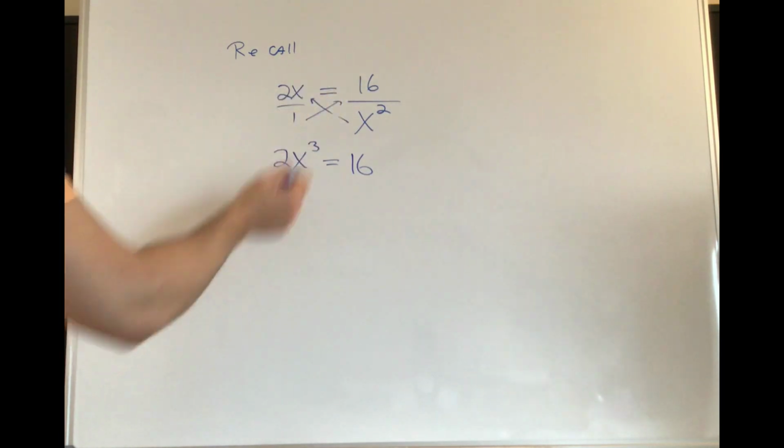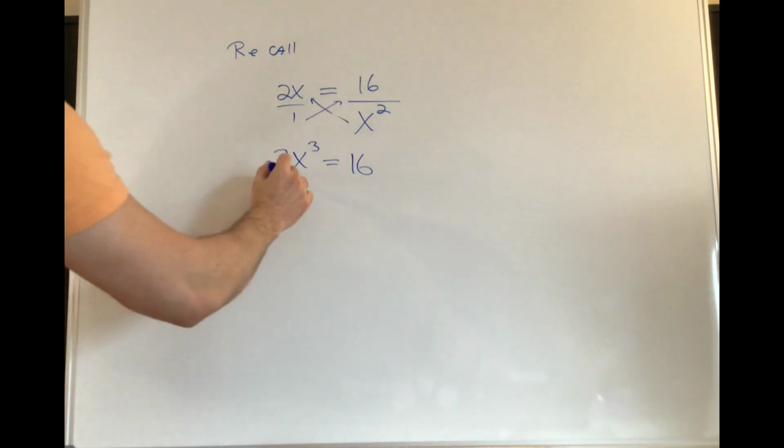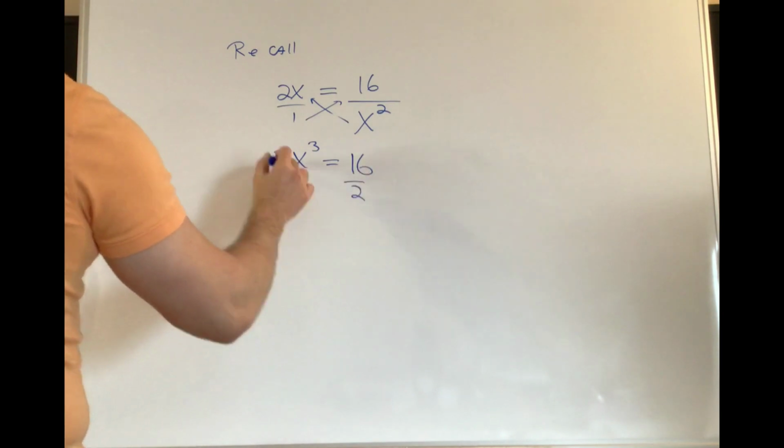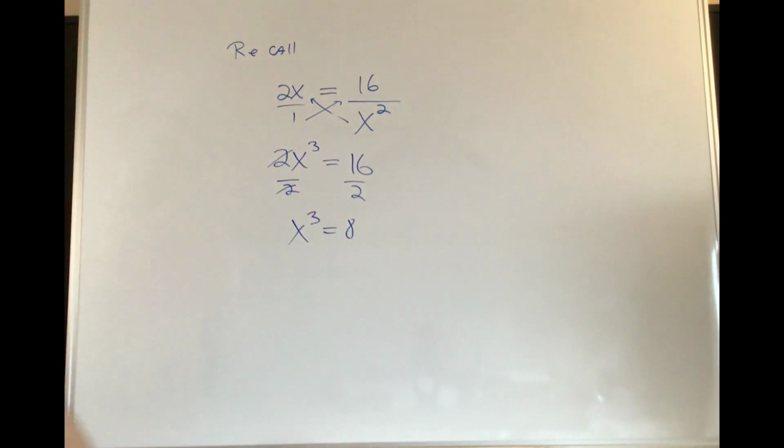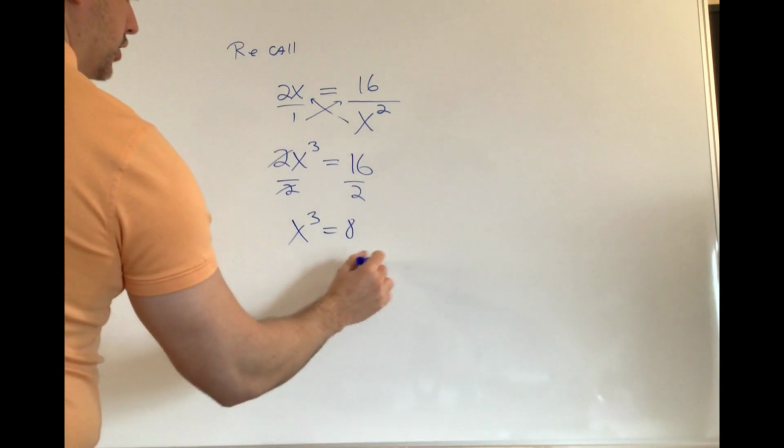Basically, just bring this one over to that side. I mean, it's kind of stupid to crisscross. There's nothing there to crisscross. Then you would divide by 2. You get x cubed equals 8. And then you'd have to take the cube root of 8, which is 2.